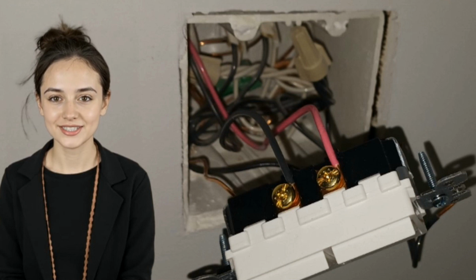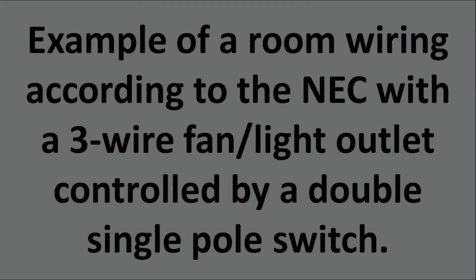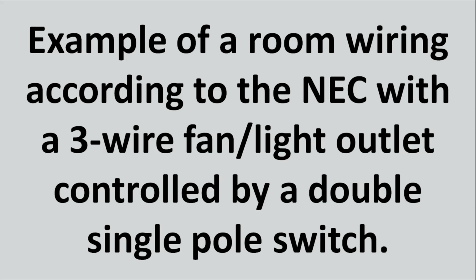Wiring is also described in great detail and supported by articles from the latest edition of the National Electrical Code. Example of a room wiring according to the NEC with a 3-wire fan light outlet controlled by a double single pole switch.